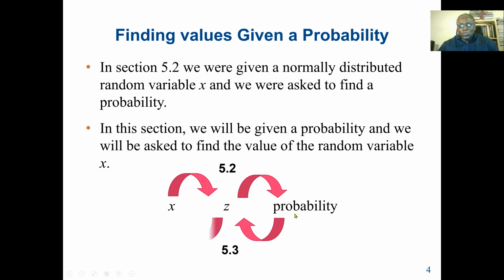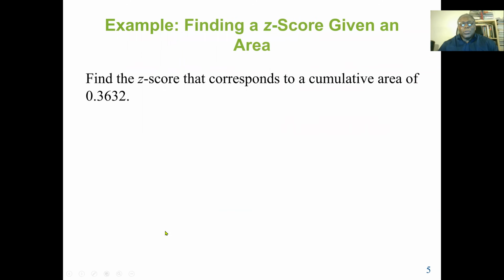Now this time we are going to do it the opposite way. The probability is given. It can be given in percentage or as a decimal number. If it's a percentage, we just change it to a decimal number by dividing the value by 100. So if P is given, we can go back to the table and find the Z. Then from the Z, we can find the X. So let's see an example.